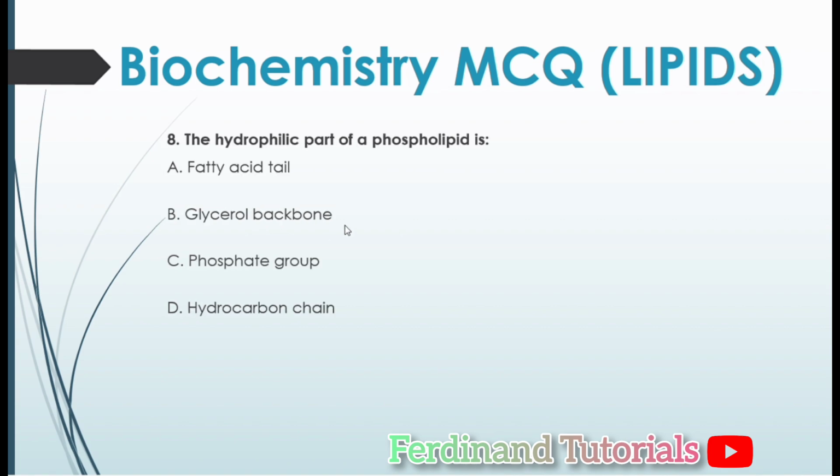Good. So number 8, the hydrophilic part of a phospholipid is A. Fatty acid tail, B. Glycerol backbone, C. Phosphate group, D. Hydrocarbon chain. The correct option here is what? Phosphate group. Now, the phospholipid is a bilayer that contains a hydrophilic part and a hydrophobic part. The hydrophilic part is the part that loves water. The hydrophobic part is the part that does not love water. So which part is hydrophilic here? It is the phosphate group.